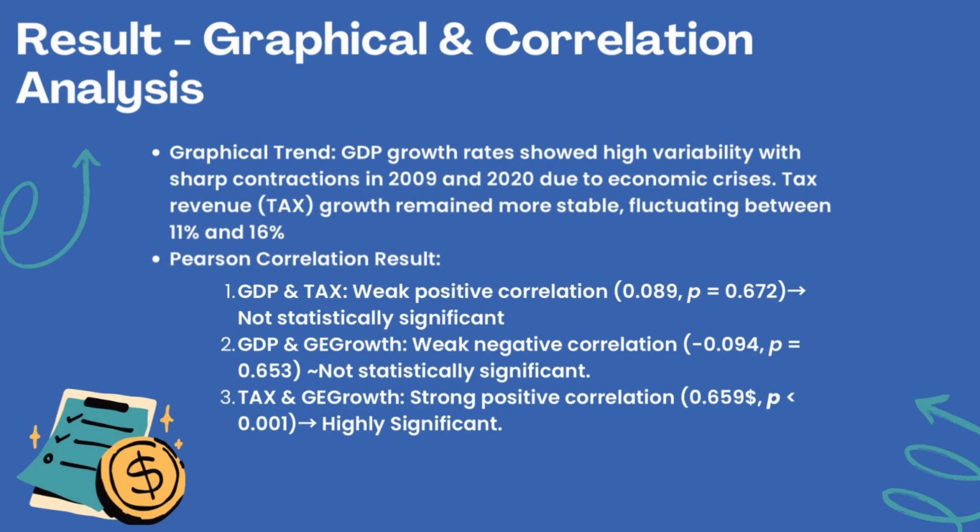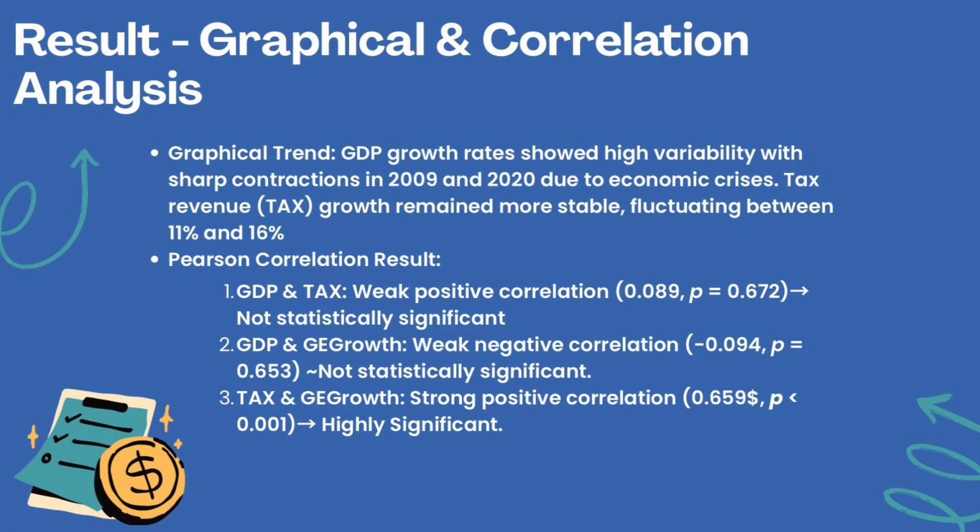The correlation analysis produced three main findings. First, GDP and tax revenue have a weak positive correlation of 0.089, which is not statistically significant. Second, GDP and government expenditure growth have a weak negative correlation of negative 0.094, which is also not significant. Third, tax revenue and government expenditure growth show a strong positive correlation of 0.659, and this relationship is highly significant.